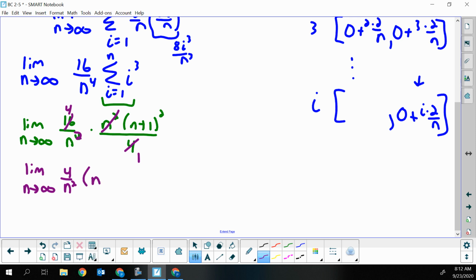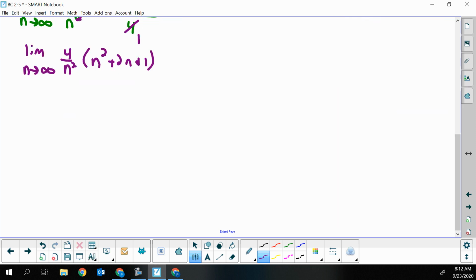So what I'm going to do is I'm going to FOIL that out. That's n squared plus 2n plus 1. We can distribute the 4 over n squared. So that would give us 4 plus, we would have 8n over n squared, so one of the n's wipes out. So we'd have 8 over n. And then plus 4 over n squared.